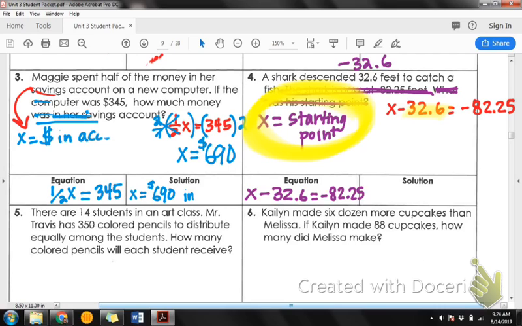Why should we add it? Because it's being subtracted, right? And so we always do the opposite. So I'm going to add 32.6 to both sides. And you can draw your line if you need to. If you haven't worked with decimals in a while, they should always line up.